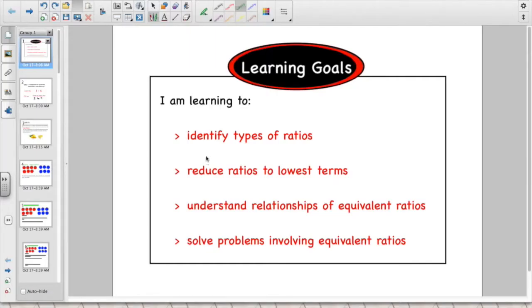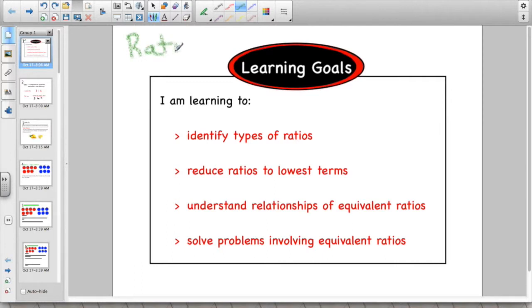Good afternoon, everyone. One of the things that we will be talking about today is ratios. So this is one of the first topics that we'll be dealing with this unit. And so some of the things that we'll be learning today is how to identify types of ratios, how to reduce ratios to lowest terms, how to understand relationships of ratios, and how to solve problems involving equivalent ratios.